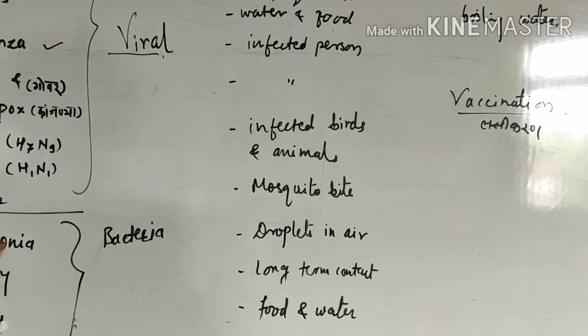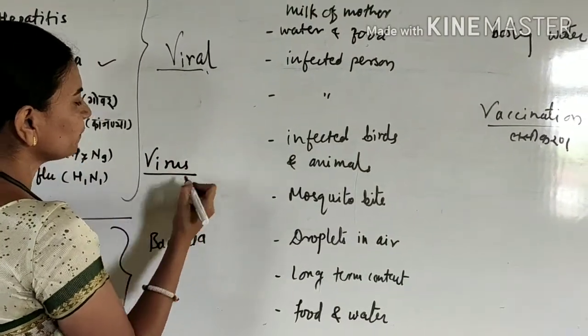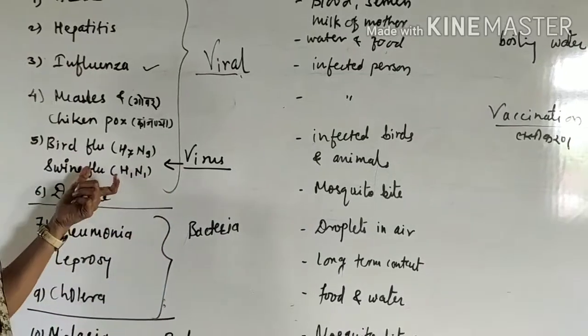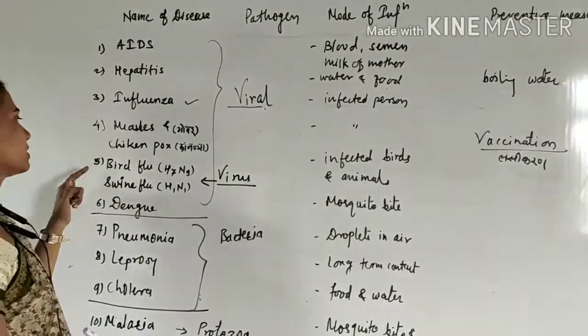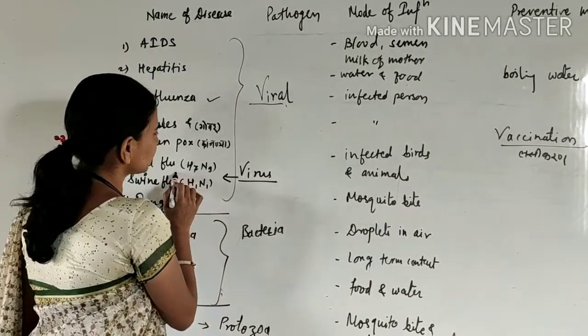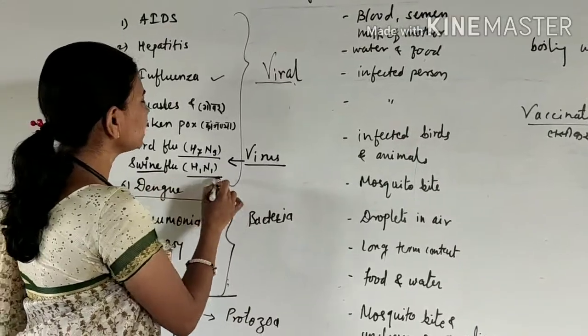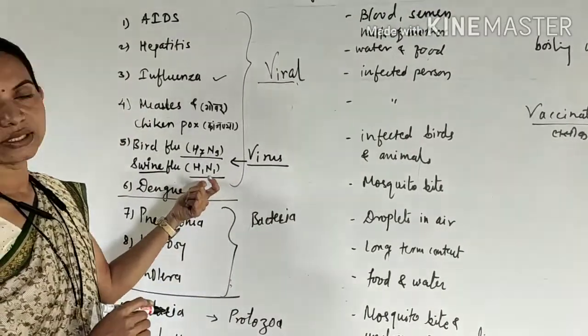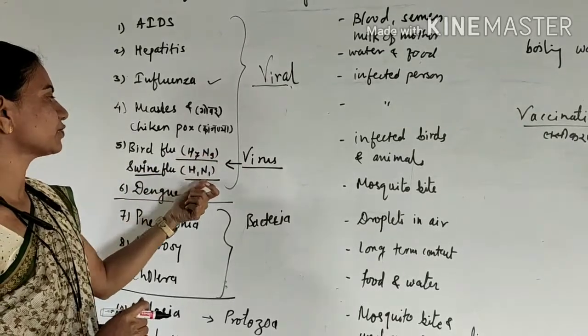These diseases are also viral diseases. Means viruses are very dangerous to us, or not only human being but also in animals. This bird flu, the causing agent or virus is H7N9, and swine flu H1N1 is the causing virus of this, both diseases, H7N9 and H1N1.